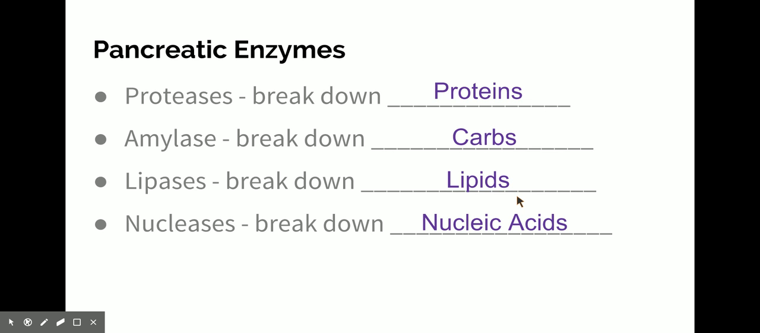They're excreted into the small intestines. The small intestines is where the last bit of those polymers, or your big molecules, are broken down into monomers. They travel into your circulatory system and move all around your body to be used by all your cells.